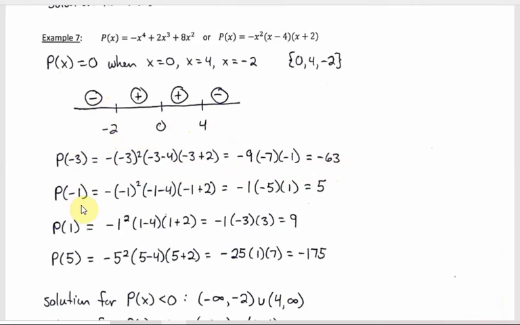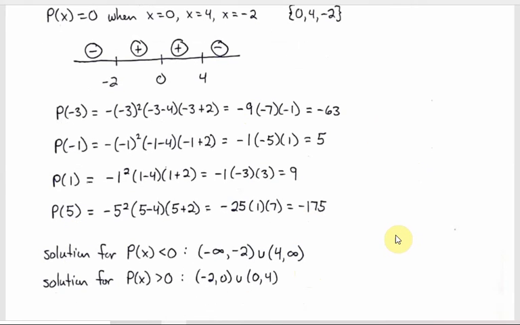Then p of negative 1, if you sub in a negative 1, you get 5. That's positive. P of 1, you get 9. That's positive. And then p of 5, you get negative 175, so that's negative. All right, so our two solutions for where p of x is less than 0, it's where the minuses are, so it's on the ends, right? It's down here less than negative 2. It's up here greater than positive 4, so it should be the interval from negative infinity to negative 2, union with the interval from 4 to infinity.